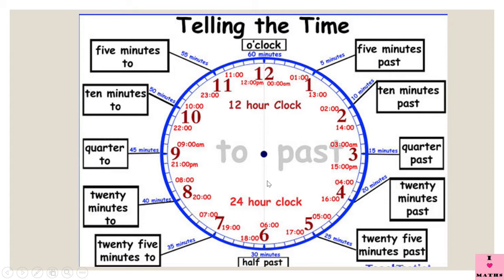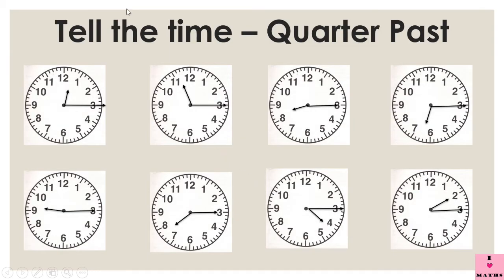Okay, let us do this with the help of more slides. Now we are going to tell the time quarter past. Okay, look at this clock. The hour hand has moved ahead of 12. Minute hand is on 3. So this is quarter past 12 or 12:15. Here the hour hand has moved beyond 11. It is going towards 12.